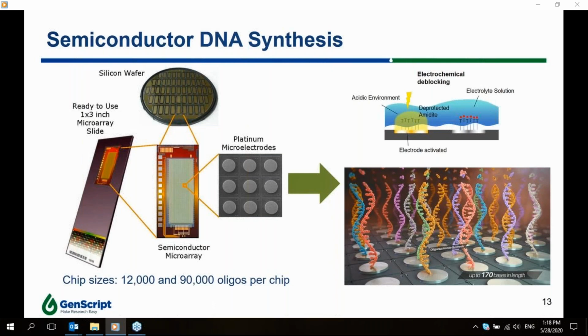It enables us to synthesize thousands of oligos on these chamber-enclosed platinum microelectrodes on a chip all at once. By controlling the electricity passing through each of these electrodes, we are able to select the chambers to be activated. Therefore, we can precisely and confidently grow only the oligo chains that we intended to do so on those electrodes. And currently, there are 2 chip sizes that we are offering to synthesize oligos on. One has the capacity of growing 12,000 oligos and the other 90,000.